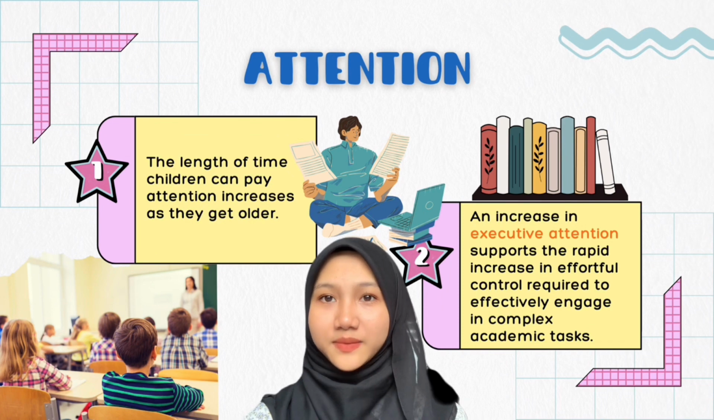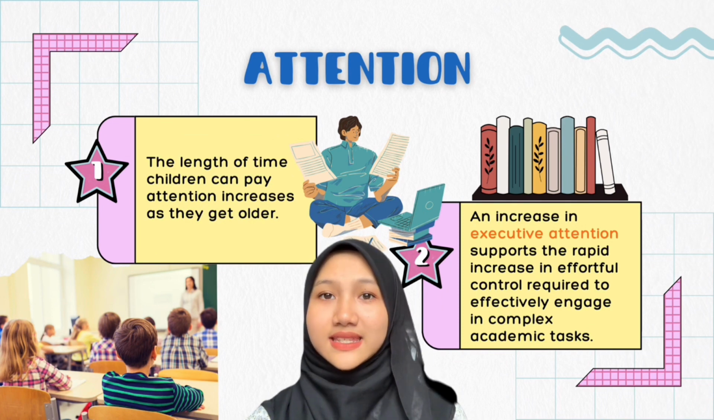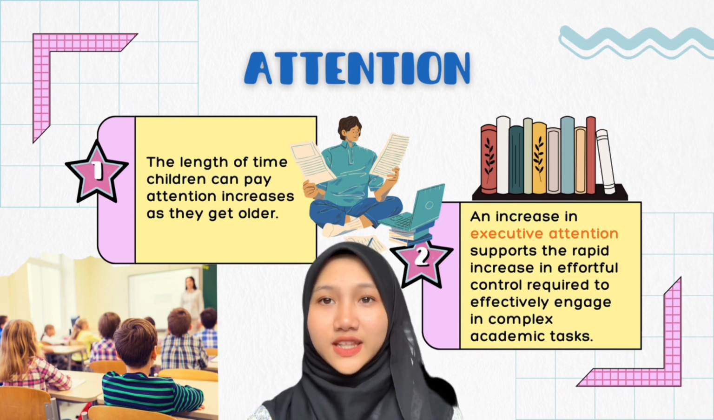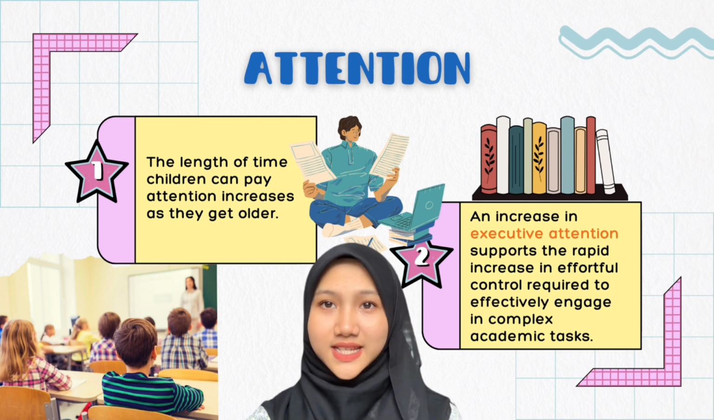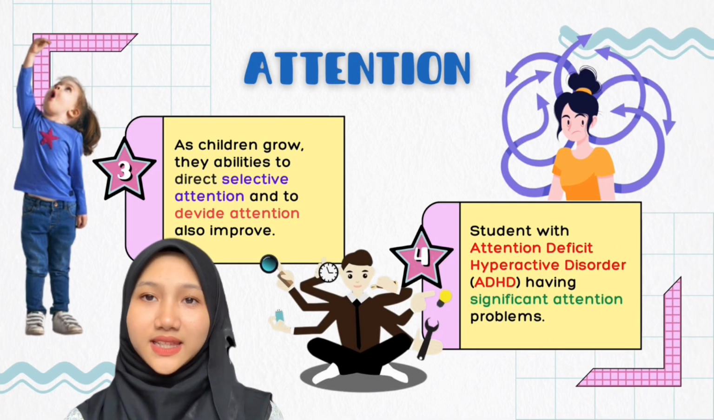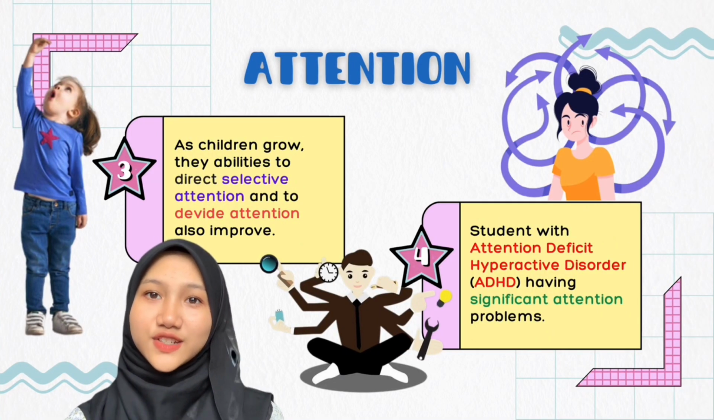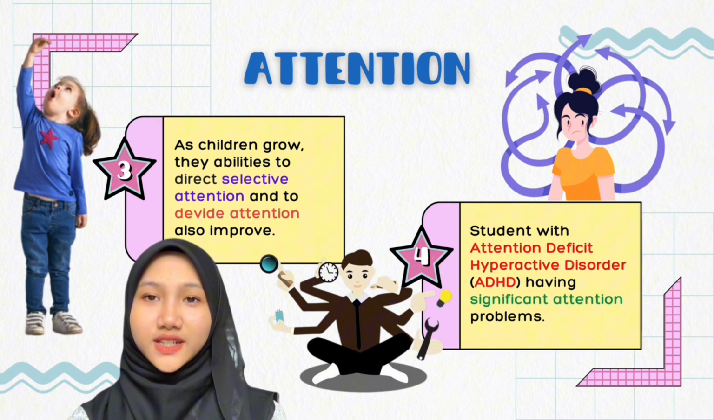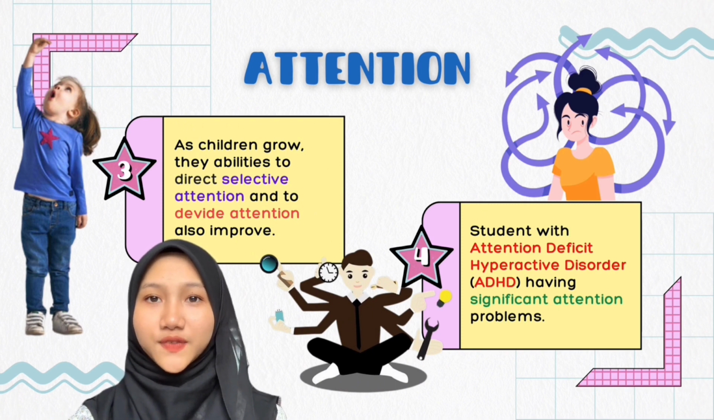The length of time children can pay attention increases as they get older. An increase in executive attention supports the rapid increase in effortful control required to effectively engage in complex academic tasks. As children grow, their abilities to direct selective attention and to divide attention also improve. Students with attention deficit hyperactivity disorder (ADHD) have significant attention problems.